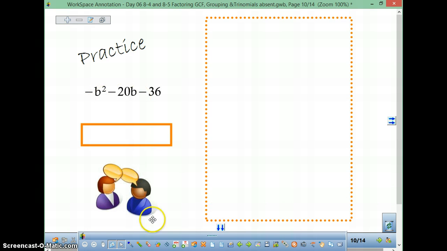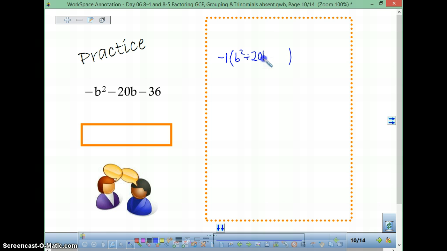Okay. We start with negative b squared minus 20b minus 36. First thing I'm going to do, let's say that that's the same thing as negative 1 times, change all the signs, b squared plus 20b plus 36. I've managed to change all the signs. Now I need to do my trinomial grouping here. So I'm going to start with my area model. B squared here, 36 here. The 20b we have to break up.